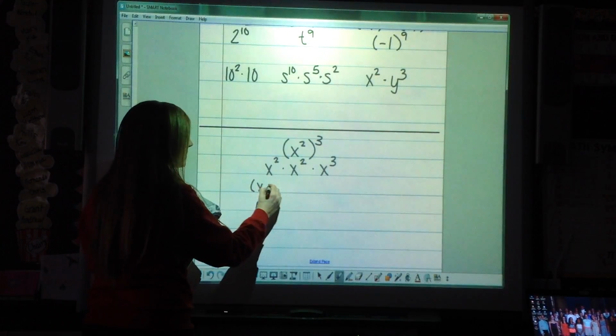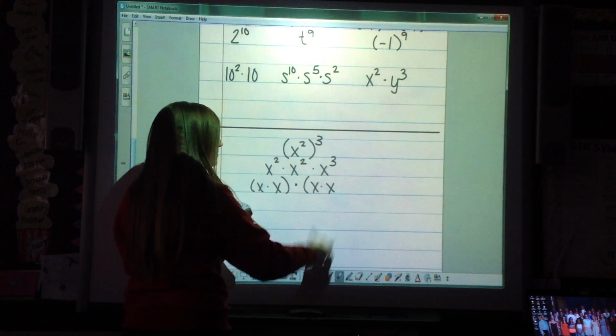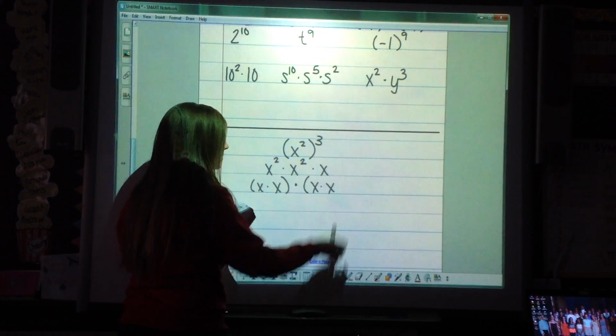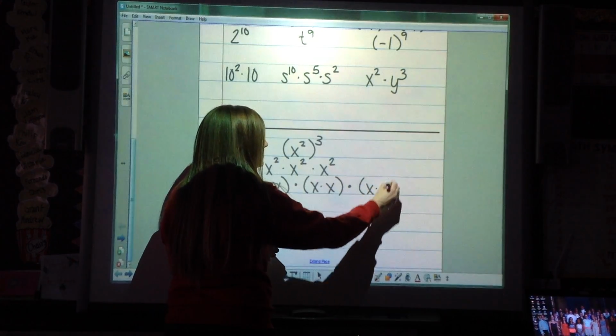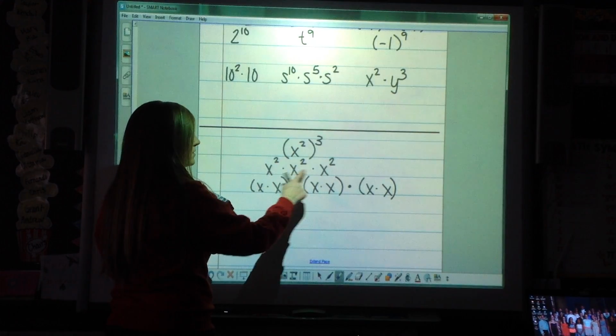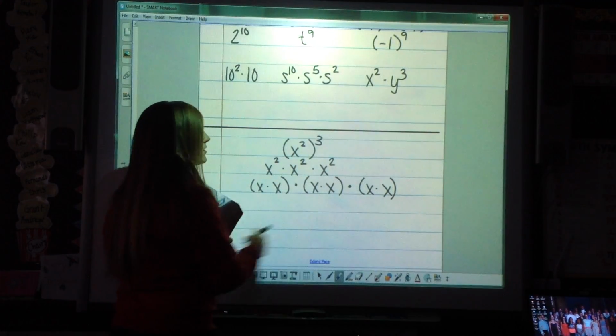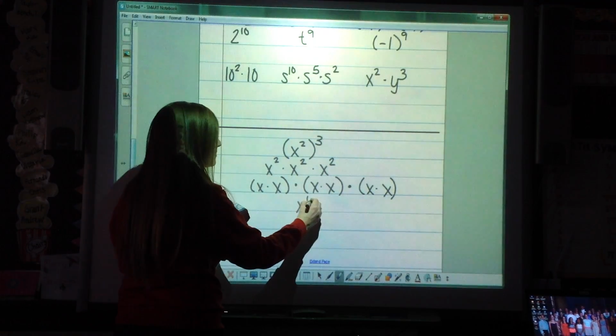This says x times x. The middle one says x times x. The last one says x times x. So again, this tells us that there are 3 of these. And then I broke each one of these down. How many x's are there in total? Well, there are 6 x's.